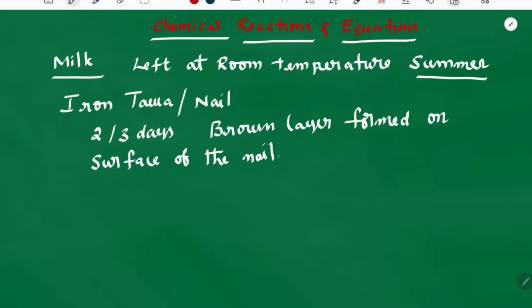So this is simply what we call a rust. Why is rust formed? The iron nail is exposed to the humid atmosphere. Humid means the atmosphere containing moisture. That is called a humid atmosphere. So the iron is reacting with moisture to form iron oxide. So this is called rusting. We will discuss rusting and corrosion also at the end of the lesson.